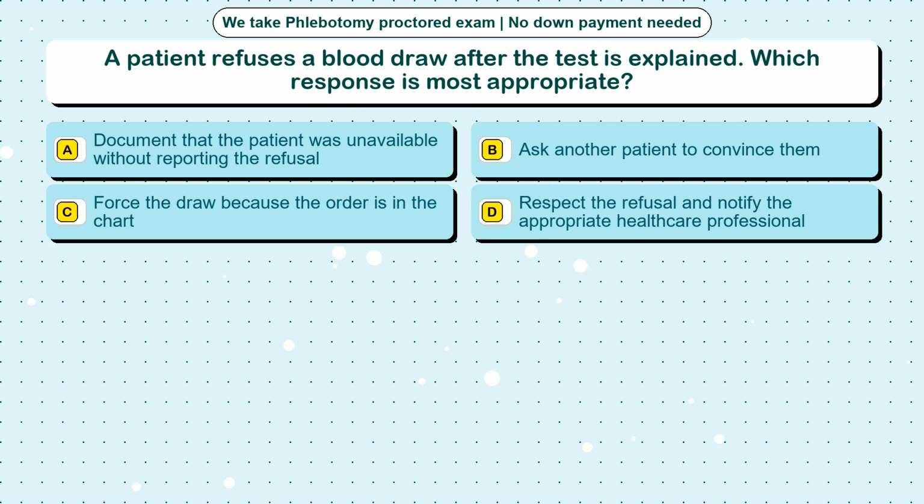Question 48. A patient refuses a blood draw after the test is explained. Which response is most appropriate? Option A, document that the patient was unavailable without reporting the refusal. Option B, ask another patient to convince them. Option C, force the draw because the order is in the chart. Option D, respect the refusal and notify the appropriate healthcare professional.